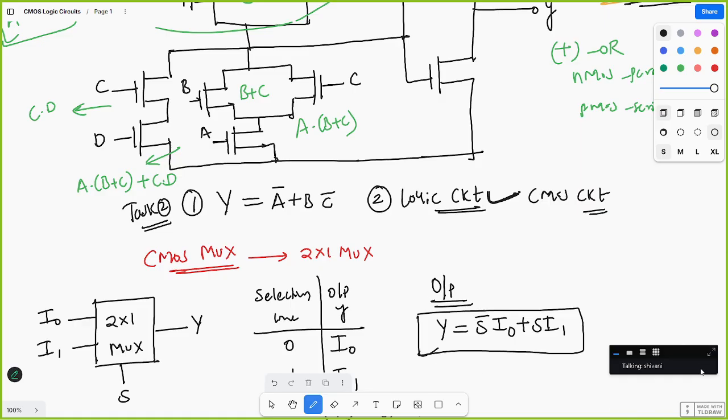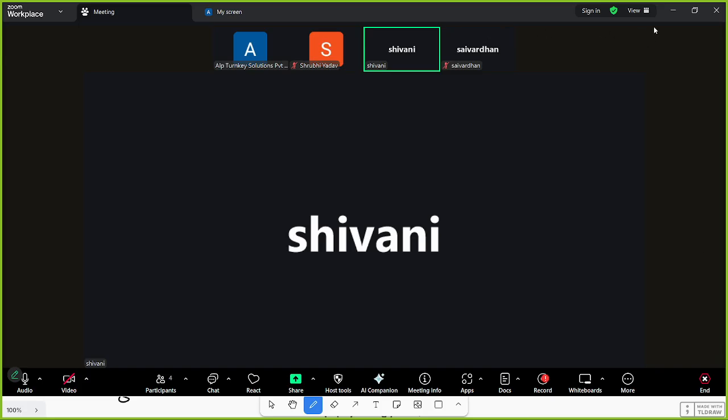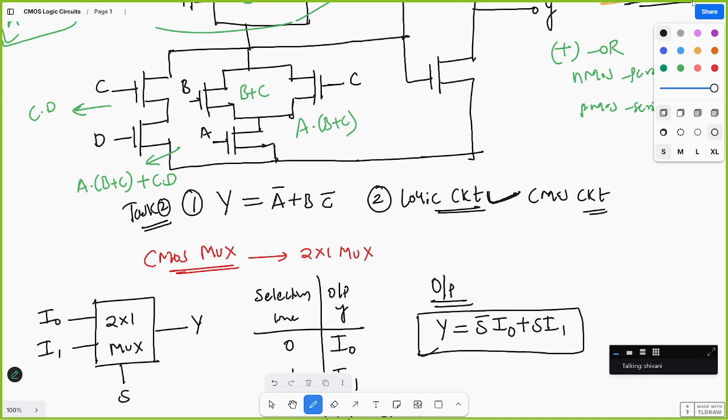Okay, sir. What is that logic circuit picture? Anything you have, sir? One second. Many we discussed, no. Which one we don't know. One second.